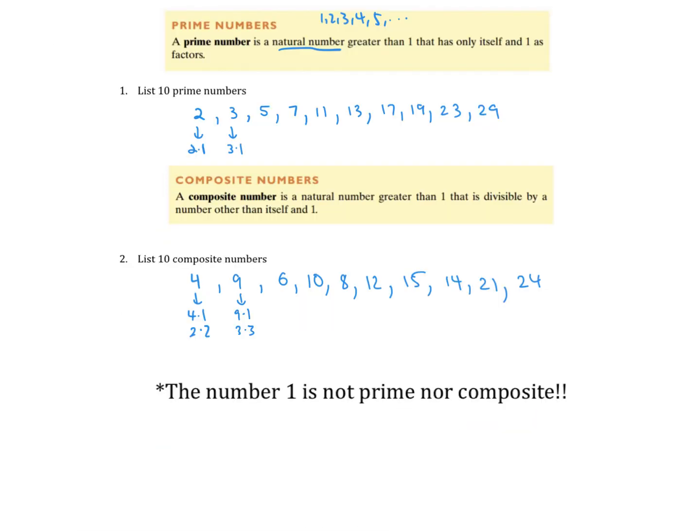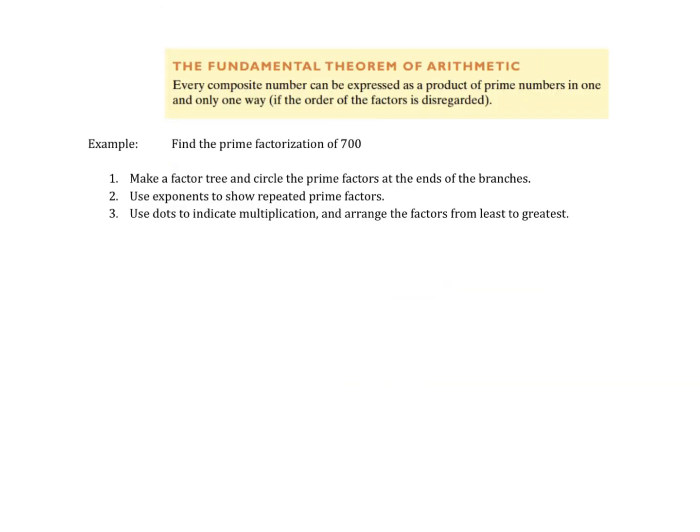And it's important to note that the number 1 is not prime nor composite. It's neither. Now we're going to talk about how to find the prime factorization of a number. According to the fundamental theorem of arithmetic, every composite number can be expressed as a product of prime numbers in one and only one way, if the order of the factors is disregarded. So every composite number has a unique prime factorization, and we are going to learn how to determine that prime factorization. And what we're going to do is make a factor tree and circle the prime factors at the end of the branches.